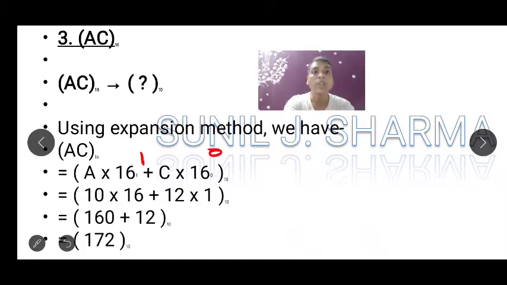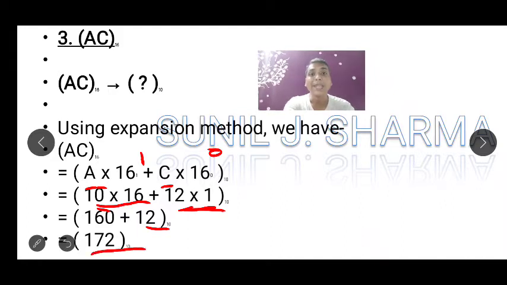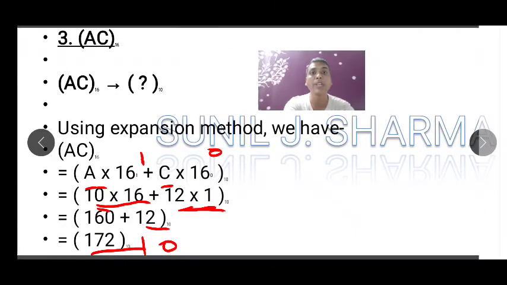Everyone knows that A means 10 and C means 12, and anything raised to 0 is 1. So 12 into 1 will be 12, and 16 into 10 is 160. When you add this up, you will get 172 in decimal.